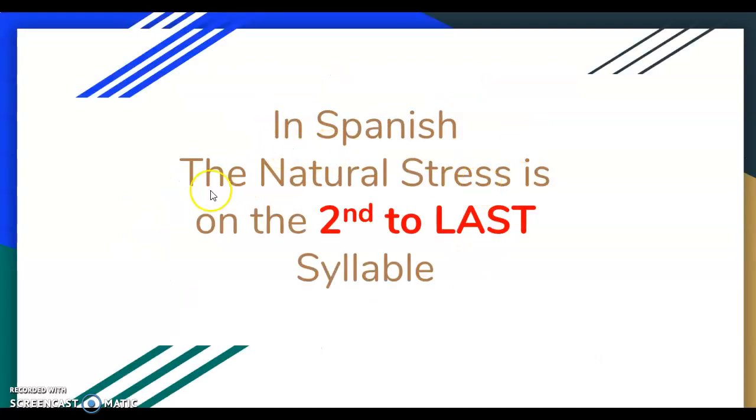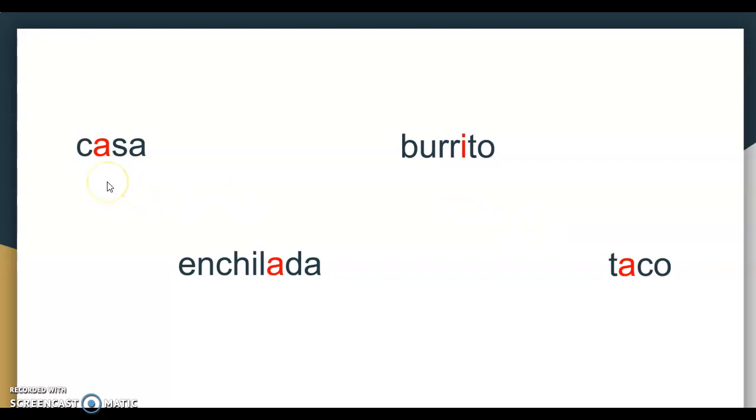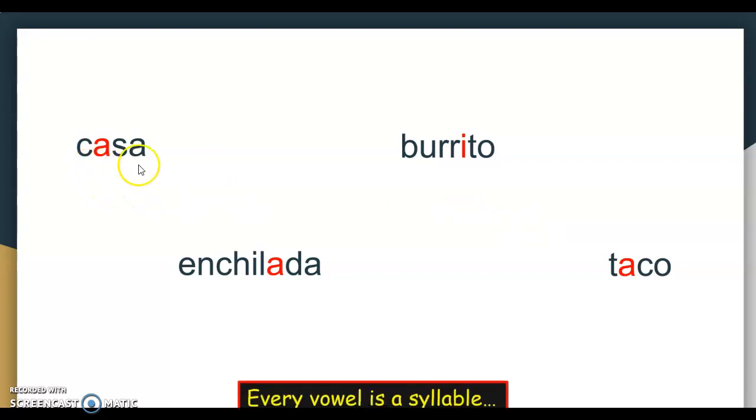In Spanish, the natural stress is on the second to the last syllable. For example, casa. Casa has two syllables, two vowels. We say casa. We don't say casa. We say casa.